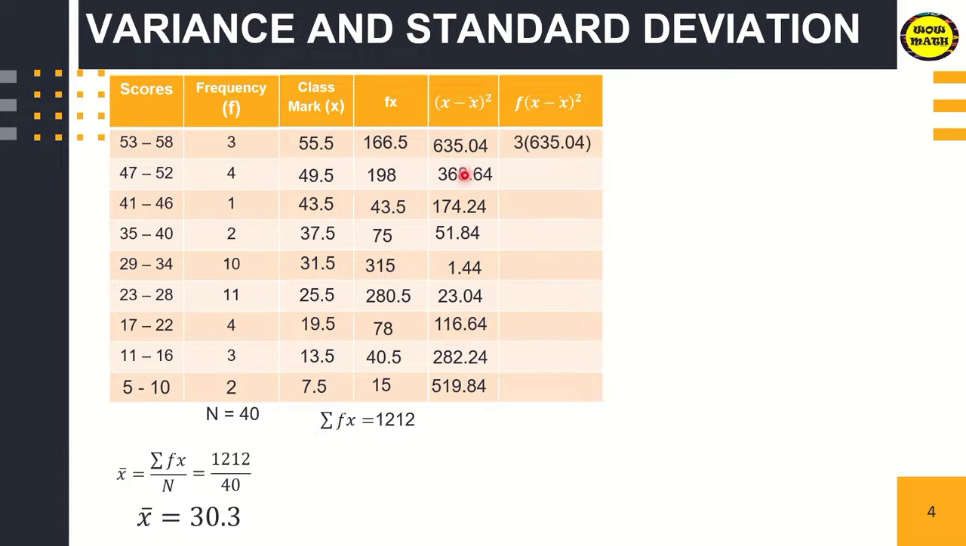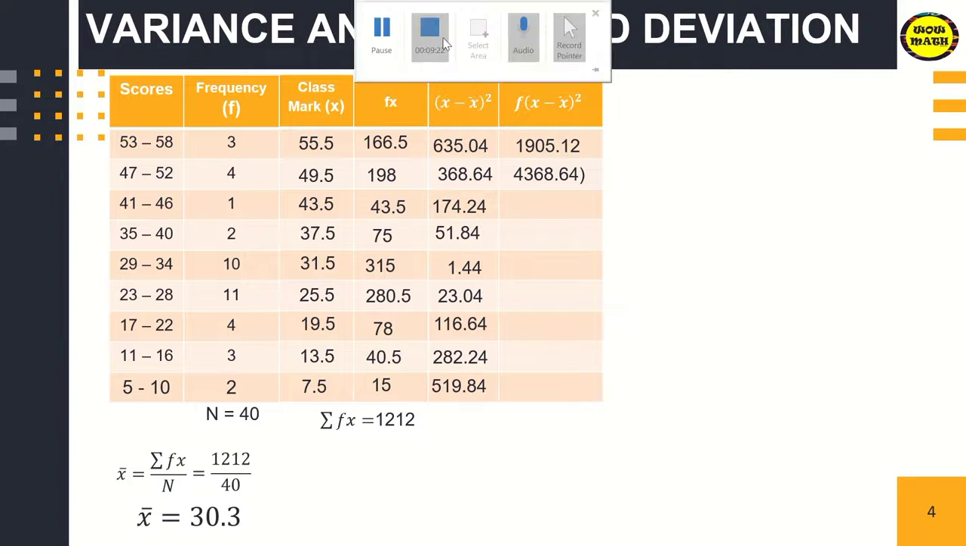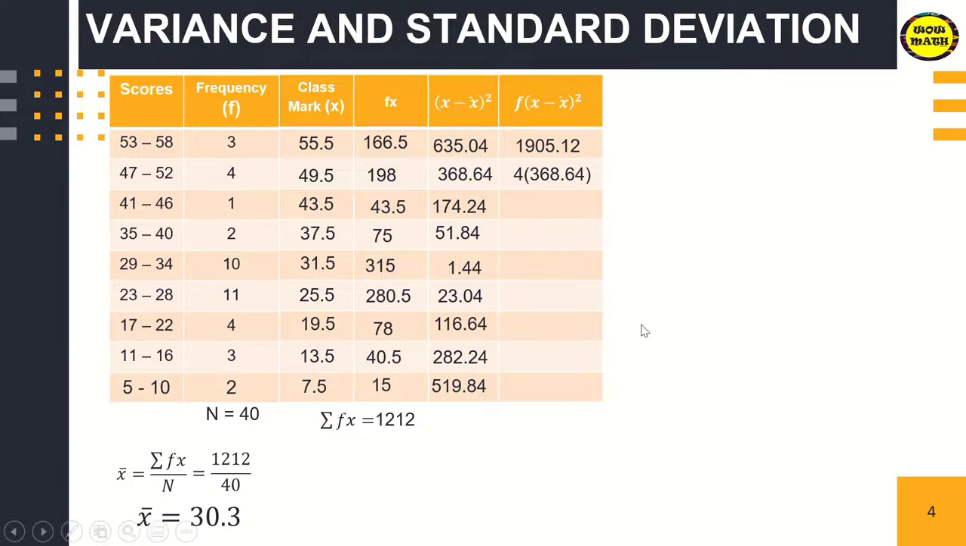That is 3 times 635.04. So, pag minultiply natin, that is 1,905.12. And then next, 4 times 368.64, and that is 1,474.56. So, ganun din yung gagawin natin dito sa third row. So, multiply lang natin to.